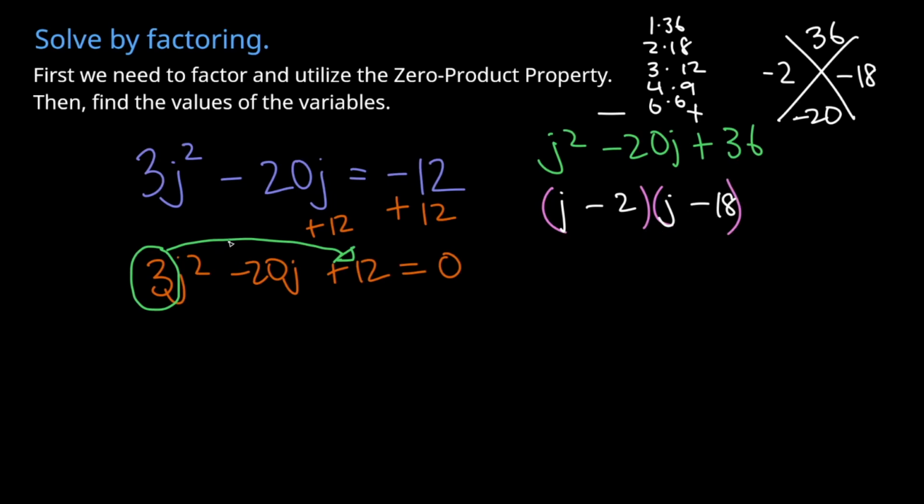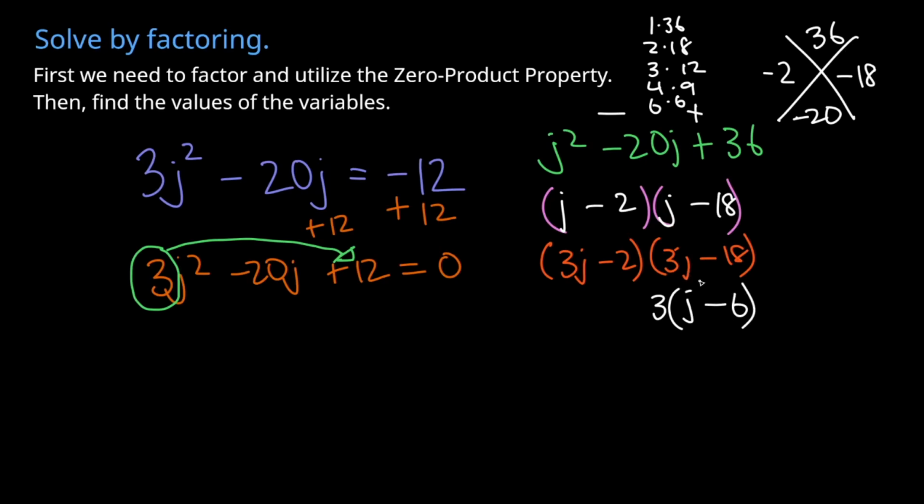Now, at this point, remember, we got to take this number again, this 3, and plug it back in front of each variable. So we get 3j minus 2, 3j minus 18, and we look at each factor to see if we can factor anything out. So this is 3j minus 2. We don't have anything that can factor out nicely, so we leave it. We have 3j minus 18. Well, we can factor out a 3 in this case. So factoring out a 3, we get j minus 6.